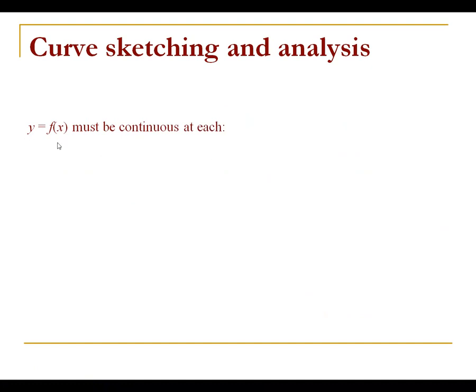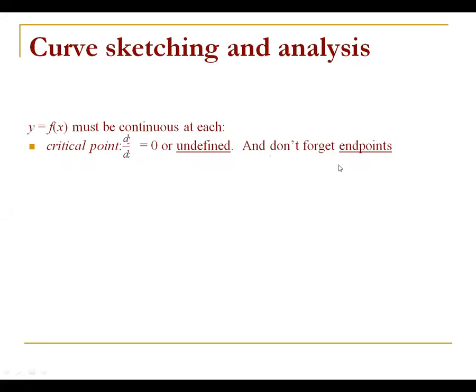So y equals f of x must be continuous at each critical point. What equals 0 or undefined? Right, the derivative has to be equal to 0 or undefined. Don't forget to check your endpoints. And a local minimum occurs when the derivative goes from negative to positive, or negative undefined positive.